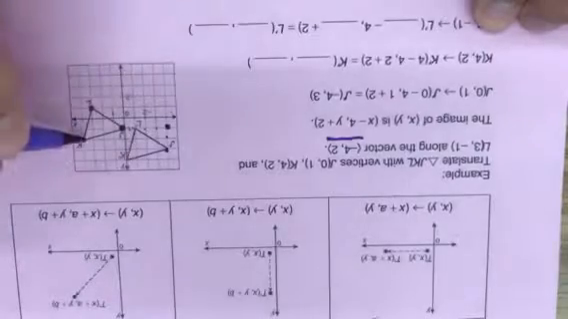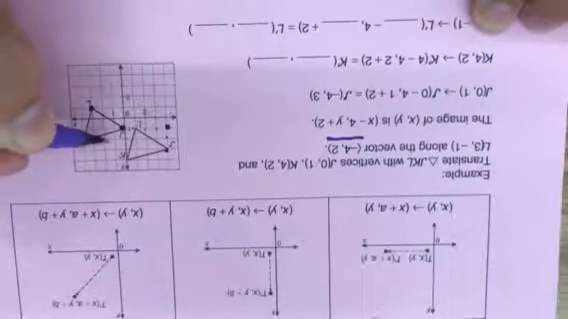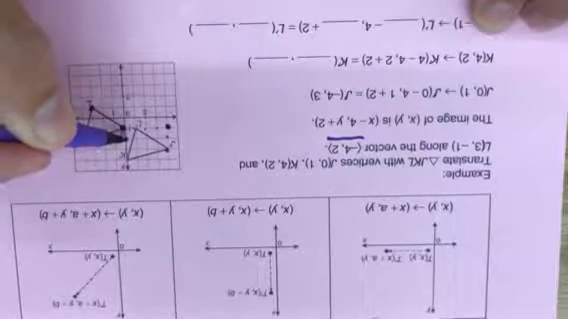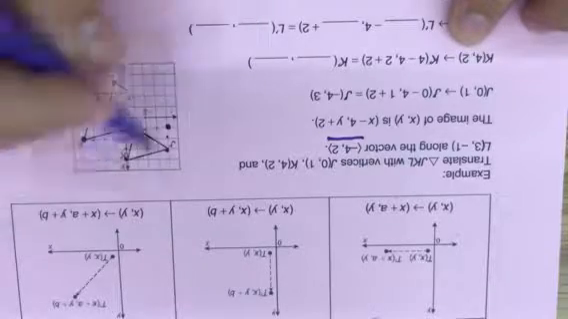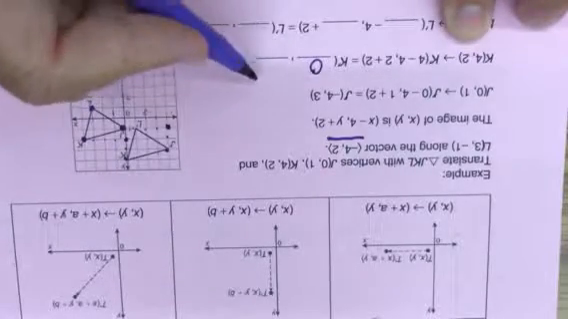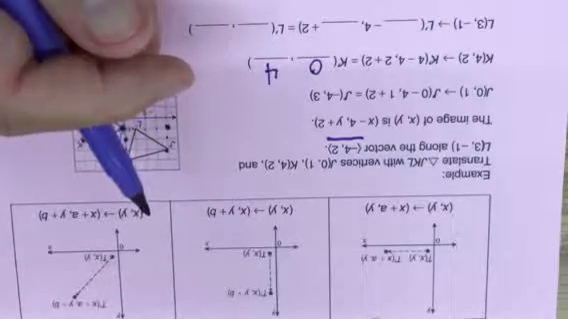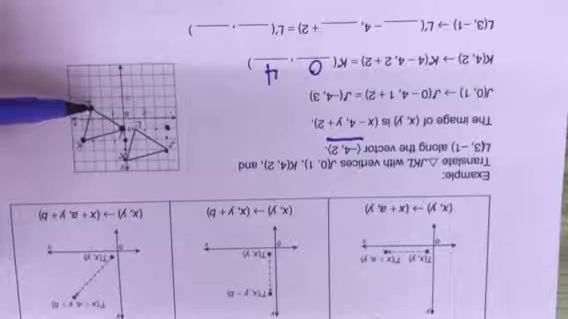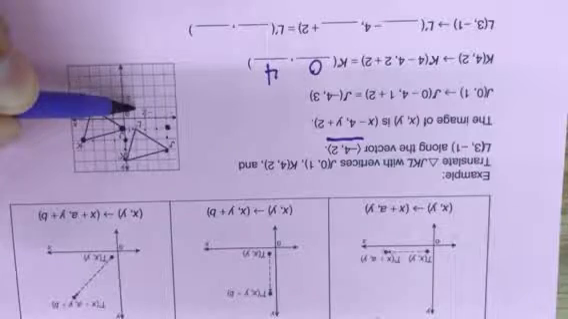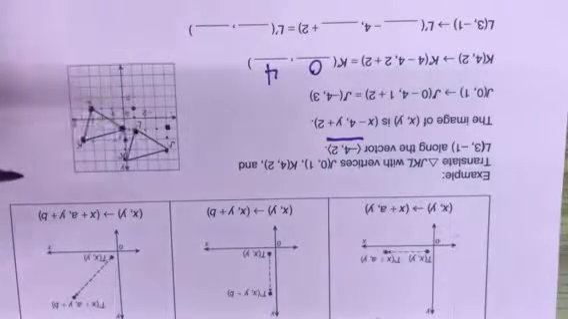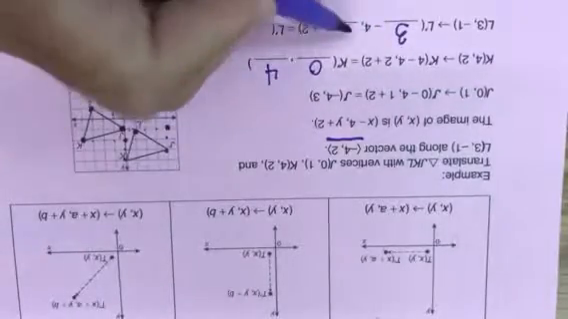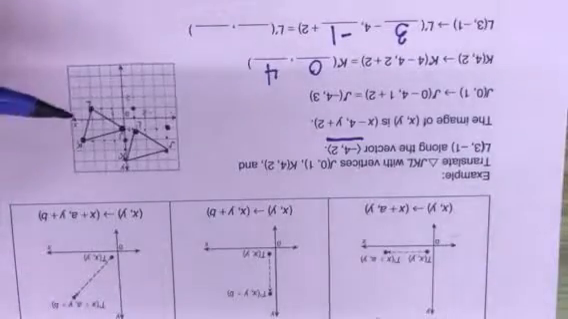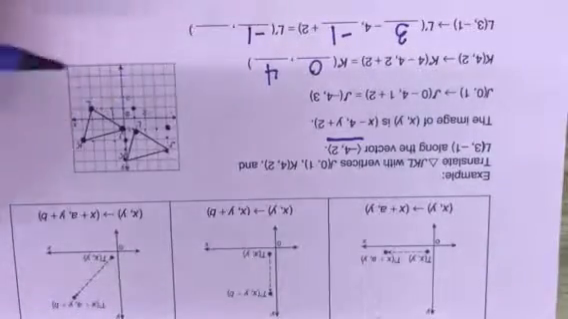So for K, you're going to go left 4, 1, 2, 3, 4. You ended up at 0, and up 2, 1, 2. So you started at 2, you go up 2, so you end up at 4. So it's (0, 4). Okay, so L, you're going to go left 4, 1, 2, 3, 4, and up 2, 1, 2. So your L is going to be 3 minus 4 and -1 plus 2. 3 minus 4 is -1. -1 plus 2 is 1.